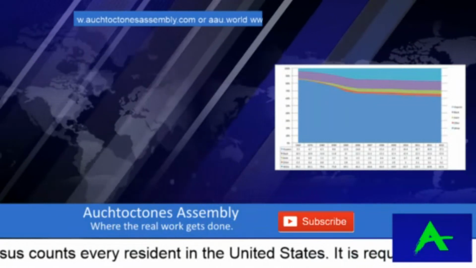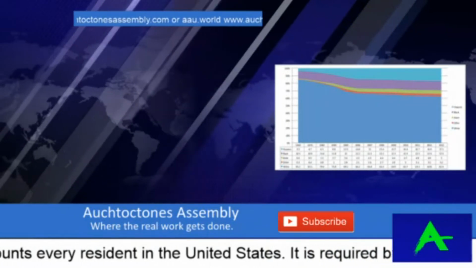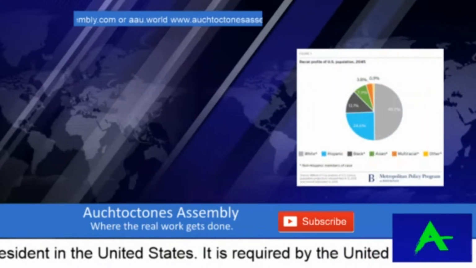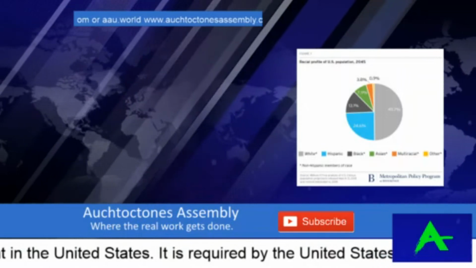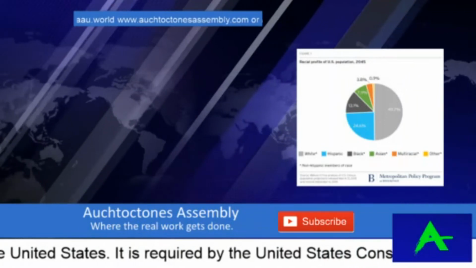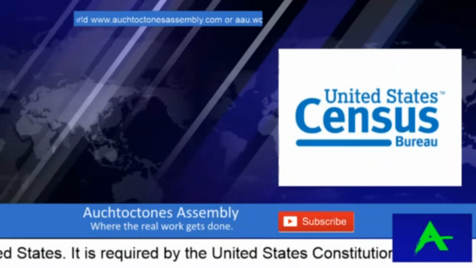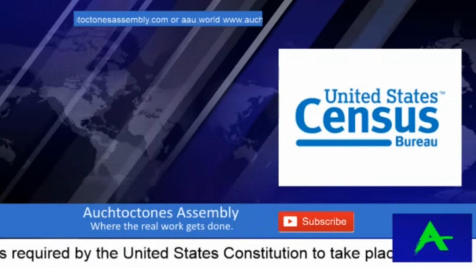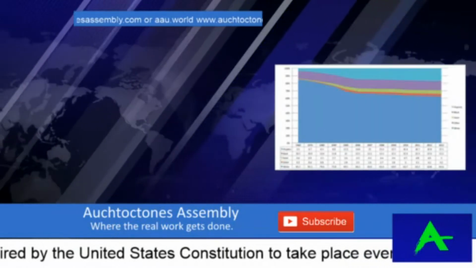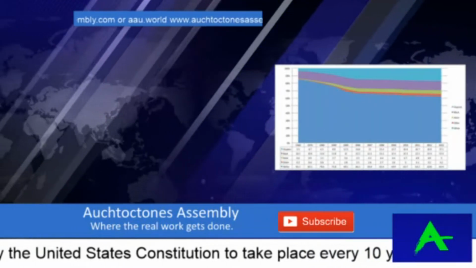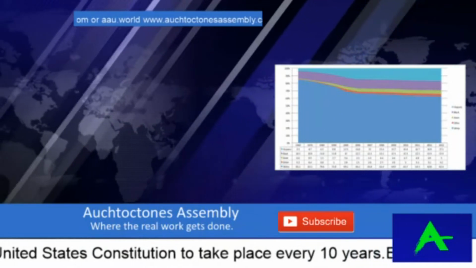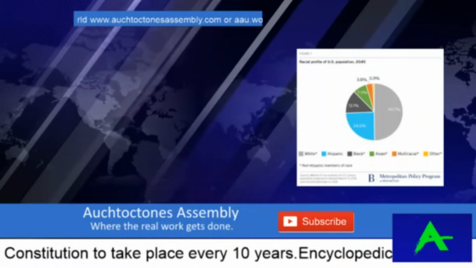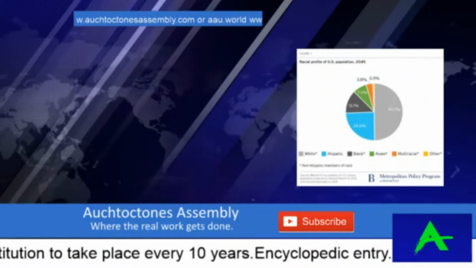Vocabulary. Accurately, adverb: exactly or perfectly. Advocate, verb: to argue in favor of something. American Community Survey, ACS, noun: analysis that provides detailed population and housing information for the United States every year. Apportionment, noun: process of determining the number of seats a state occupies in the U.S. House of Representatives. Assess, verb: to evaluate or determine the amount of.